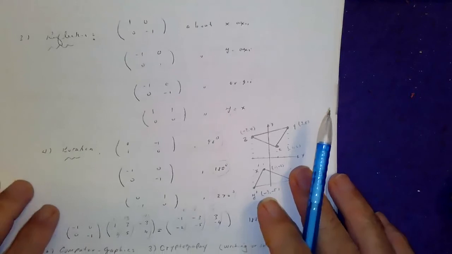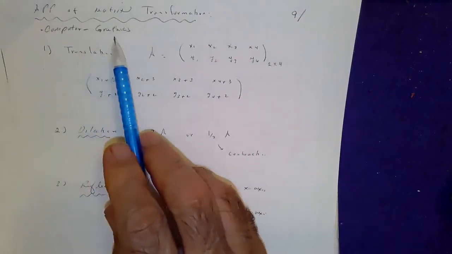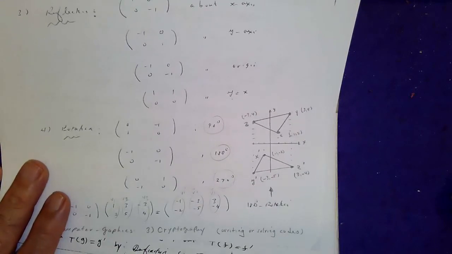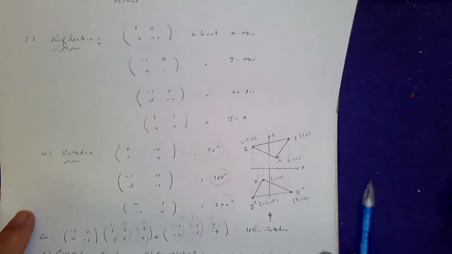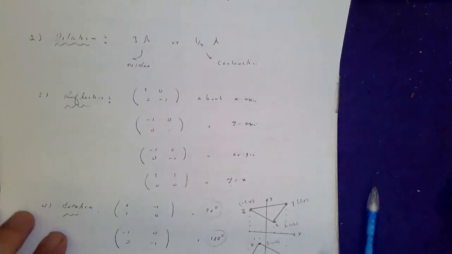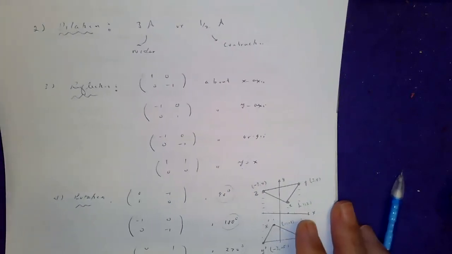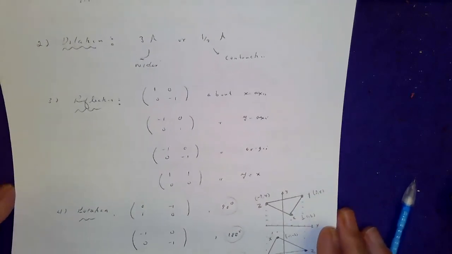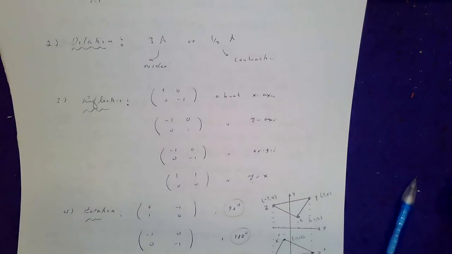Matrix transformation, besides being used in computer graphics, is also used in cryptography, which is writing or solving codes. All right. So these are some of the applications of transformation. And that's basically what we're going to do. Of course, we will do more examples later.